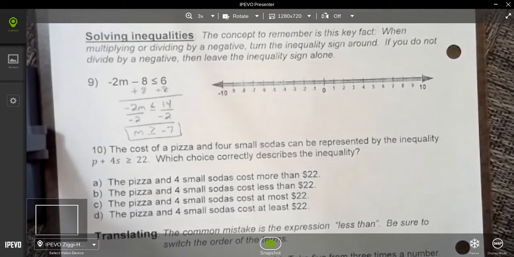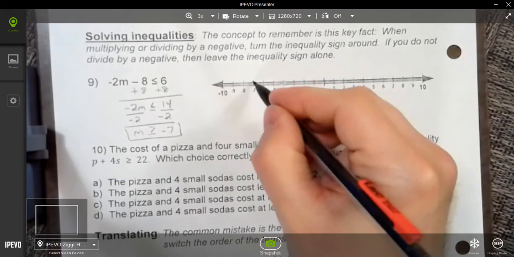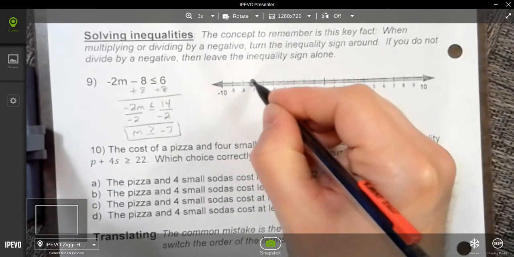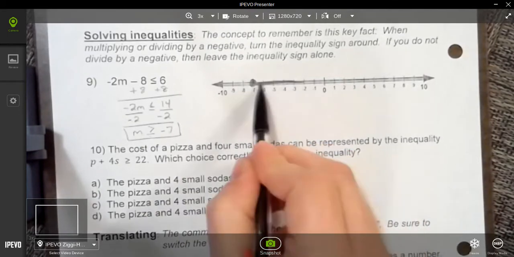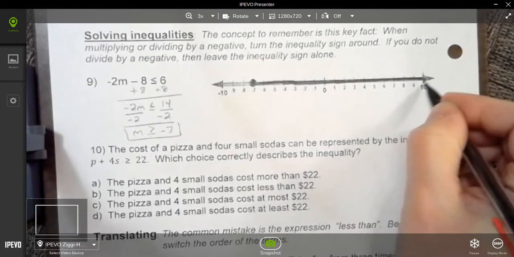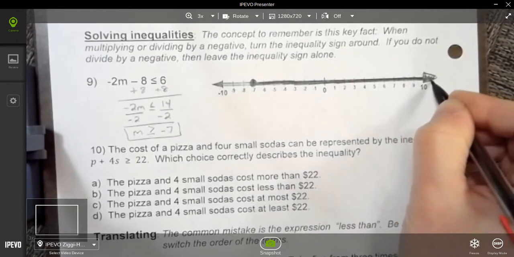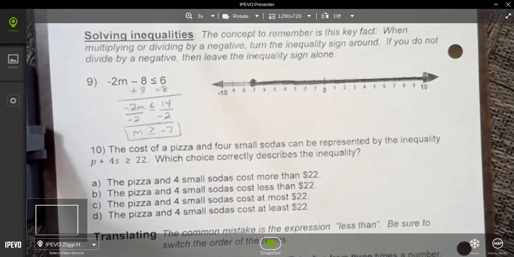To graph that, I'm going to start at negative 7. Since I can be equal to negative 7, I'm going to put a closed circle on negative 7. And then I need to be greater than, so I'm going to shade my number line to the right. And I'm going to bold the arrow on the right-hand side of the number line as well. And so any of these numbers that now have been shaded in would be a solution to the inequality.